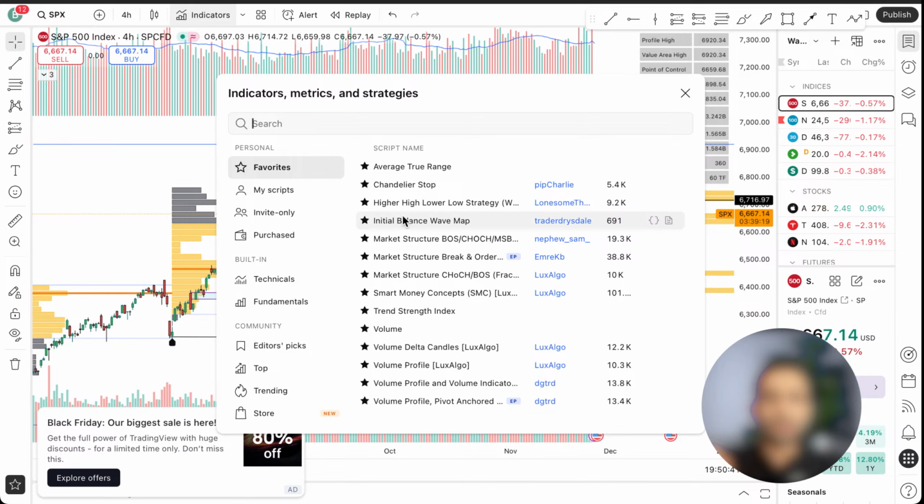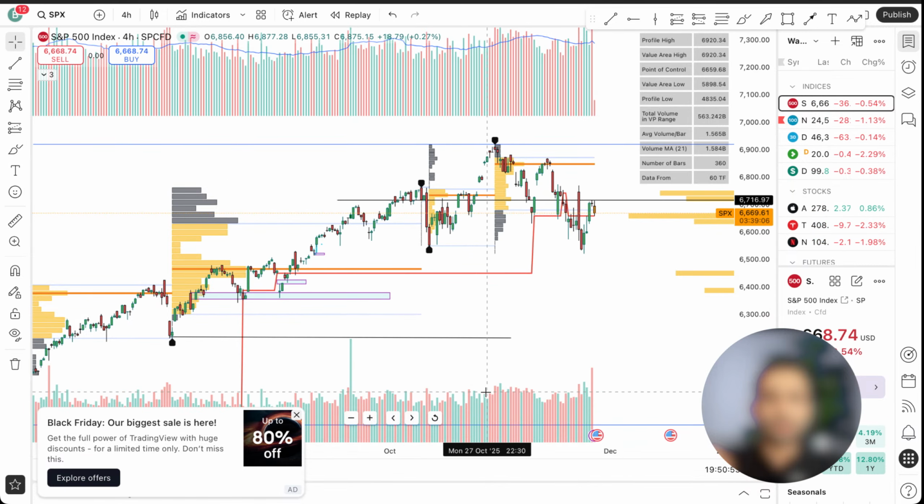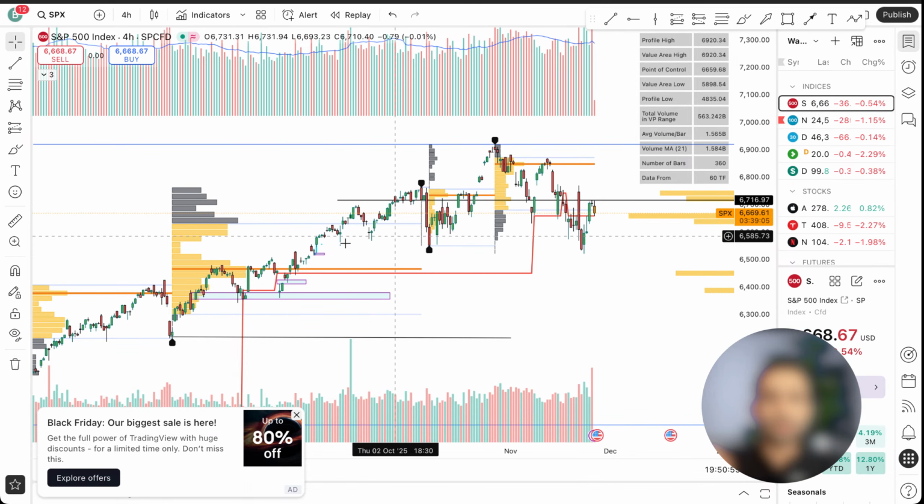And there are different, as I said, this one is volume delta candles. Also, this one is volume profile. I'm using VP, this one, okay? And volume profile and volume indicators. These two I'm using right now here, and also just simple volume. Here you see, the point of control. It's called point of control.